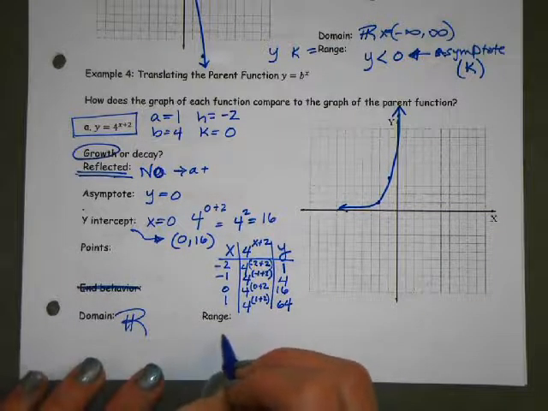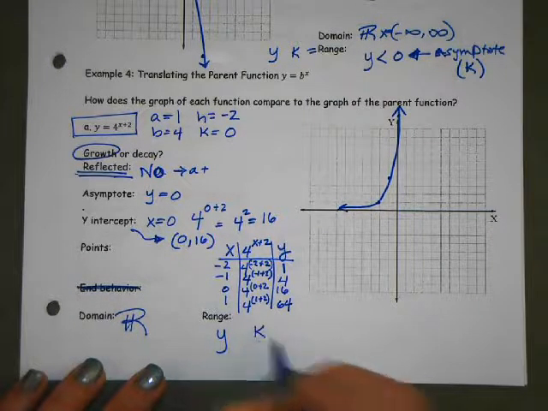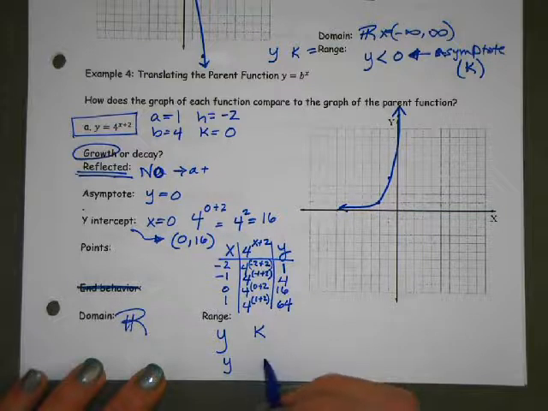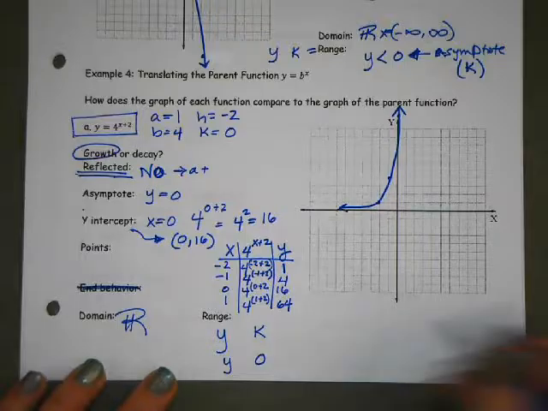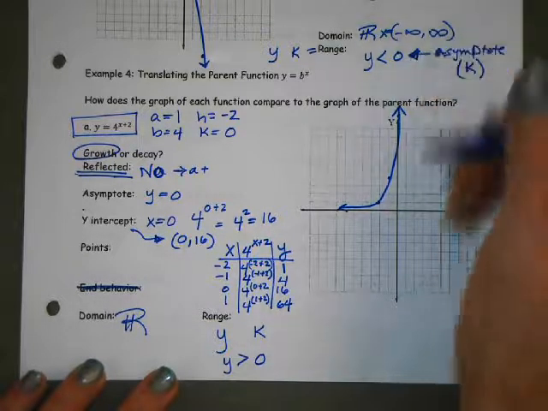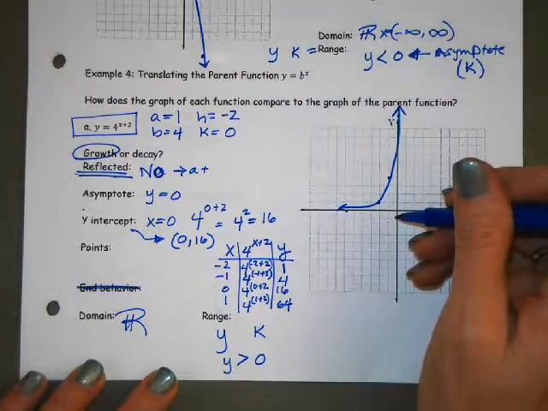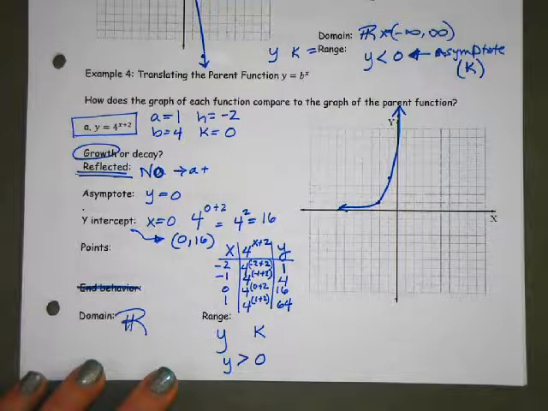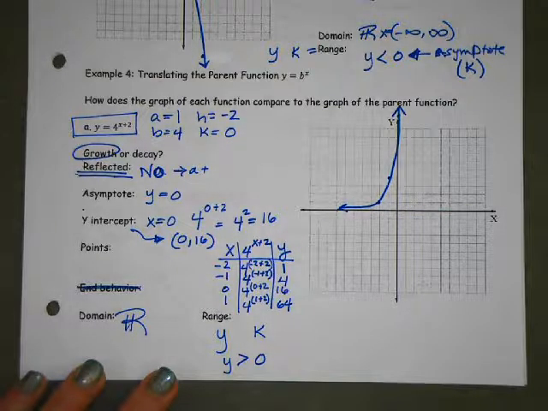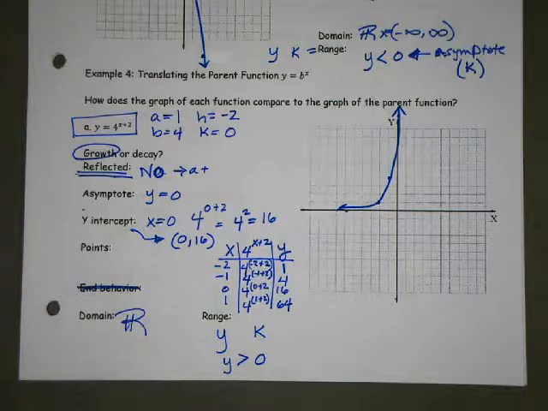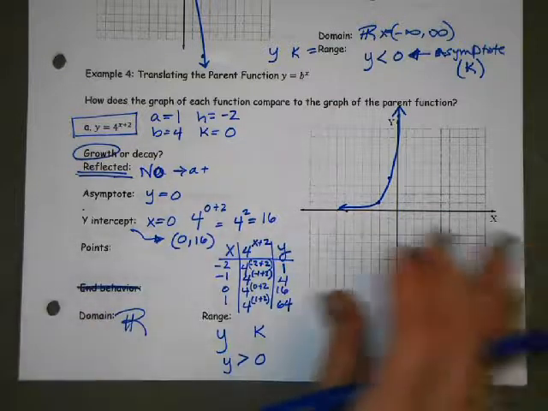What's my range? It's going to be y and k. So we know that's going to be y and 0. So is it greater than or less than that value? It's greater than, because it's all above. See, all the y values that you encounter are above 0, right? So those values are greater than. Does that make sense? Okay? Questions on that?